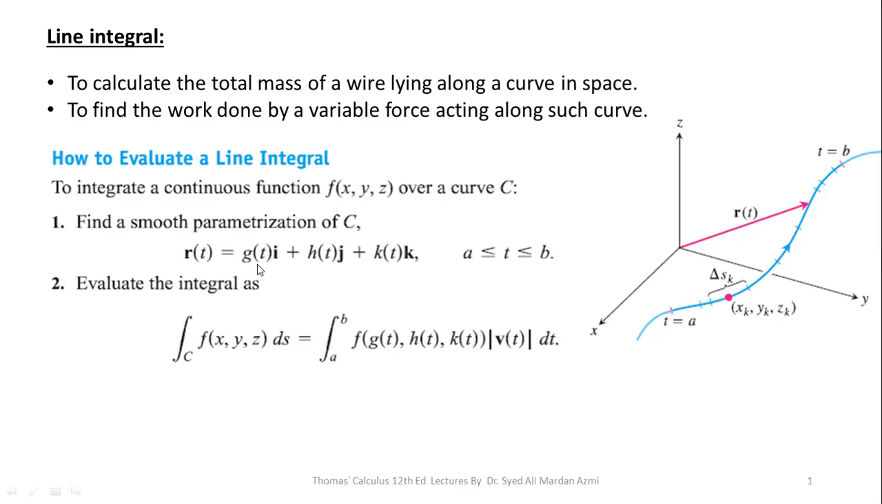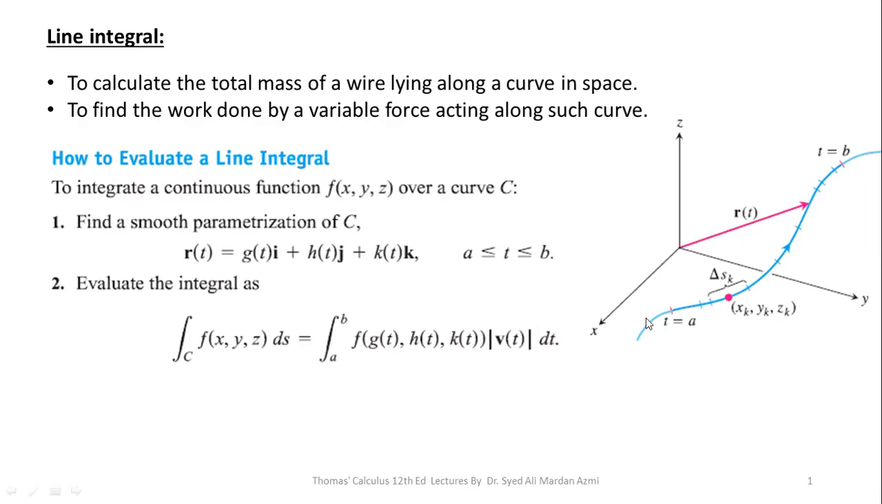r of t is equal to g of t i plus h of t j plus k of t k. Here g of t is the part along x-axis, h of t is the part or function along y-axis, k of t is a part or function along z-axis. Then we will evaluate the integral as integral over the curve C, f of x, y, z, ds is equal to integral from a to b, f of g of t, h of t, k of t, multiplied by mod v of t, dt.